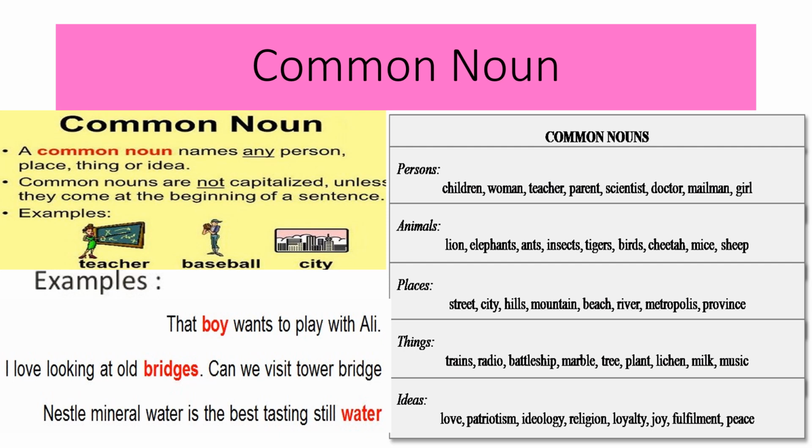Now, you all might be wondering what lichen is. It's a gray or yellow plant-like organism that grows on rocks, walls, and trees. And this can be classified as a thing as well. Now, when it comes to ideas, it could be love for someone, that is for your mom, dad, sister, brother. It could be patriotism, ideology, religion, loyalty, joy, fulfillment, and peace. Hope these examples were more than enough, and I hope you all know what a common noun is.